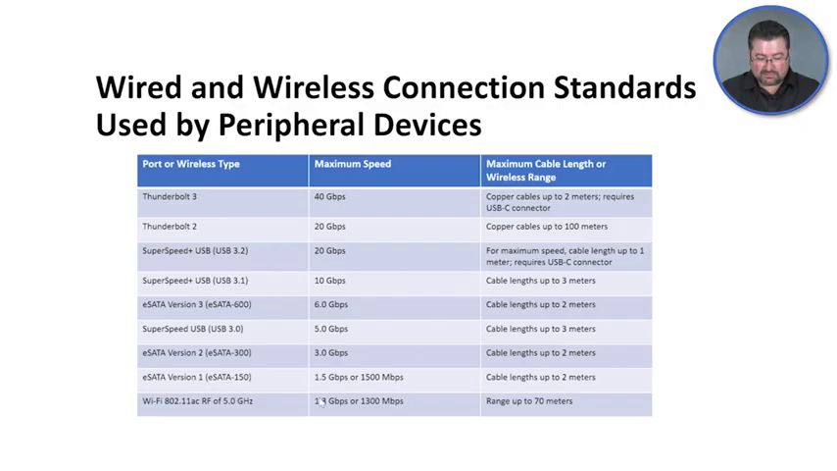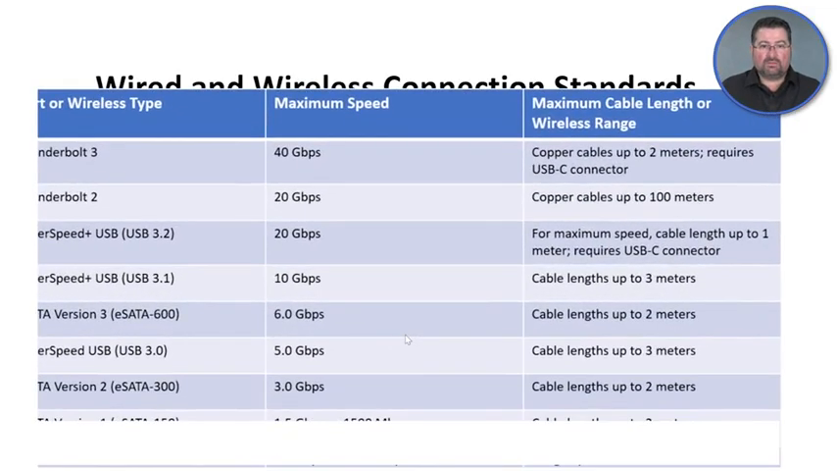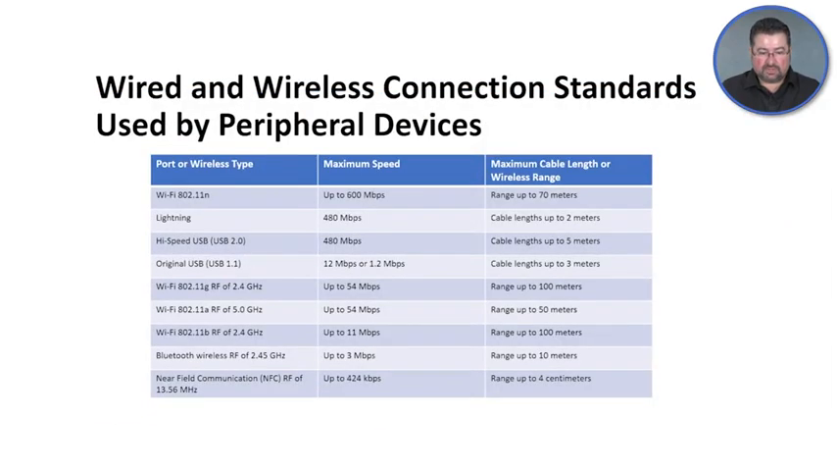Moving down, we're not going to talk about the Wi-Fi or eSATA at this point. Here we go. We have our Lightning. That is Apple proprietary, and that is 400 megabits, just like our USB version 2 is 480 megabits.